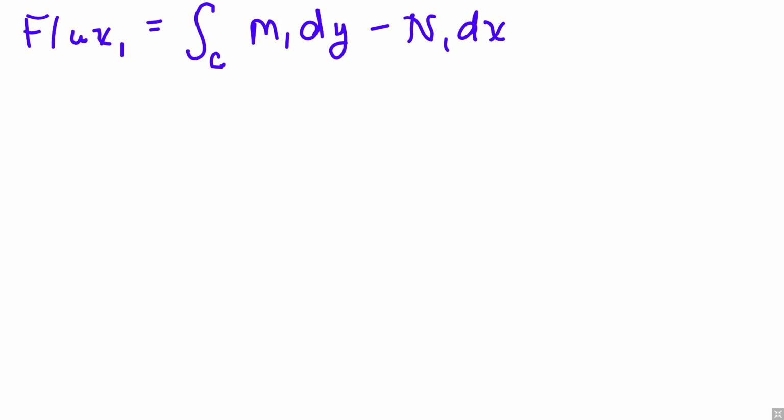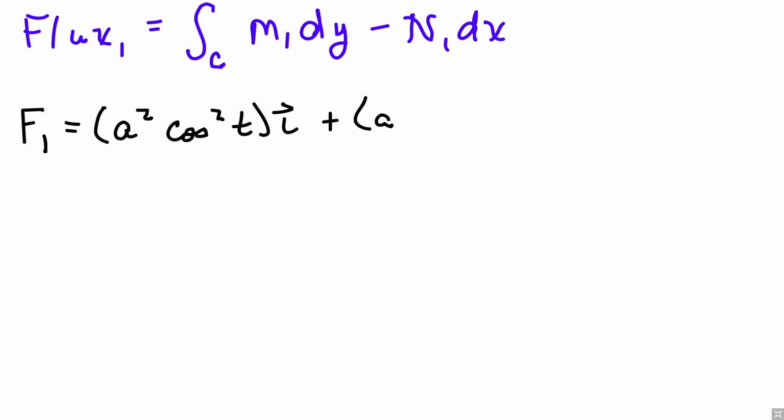Okay, so let me go back to our original function f1, and the way we defined it, which was a squared cosine squared t in the i direction plus a squared sine squared t in the j direction. So in this format, this represents m1, this represents n1.